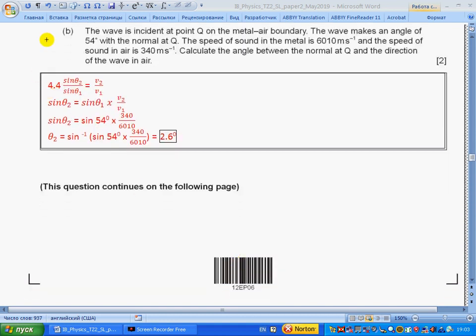The wave is incident at point Q on the metal-air boundary. The wave makes an angle of 54 degrees with the normal at Q. The speed of sound in metal is 6010 meters per second, and the speed of sound in air is 340 meters per second. Calculate the angle between the normal at Q and the direction of the wave in air. So we have Snell's law, section 4.4 of the booklet. Rewrite this for the second medium, sine theta 2, and then find the inverse function sine minus 1 of this expression. We get 2.6 degrees.